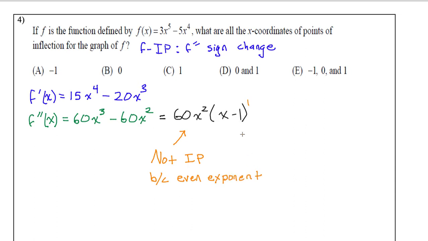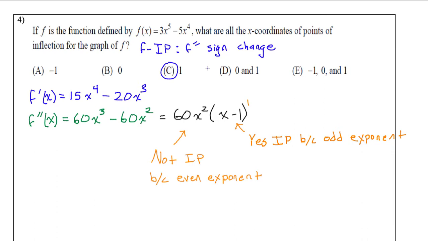This is an inflection point. So we'll say this, yes. Yes, it is an inflection point. Why? Because odd exponent. When I set this thing equal to 0, I'm going to get x is equal to 1. So the correct answer here is C, only 1. x equals 1. All right, not 0.